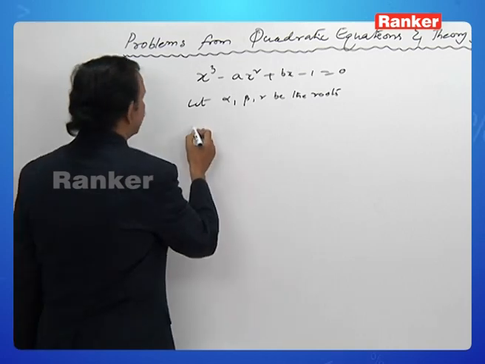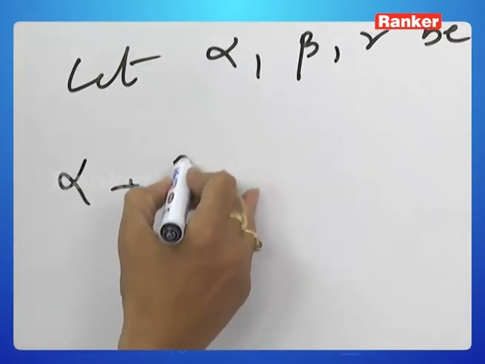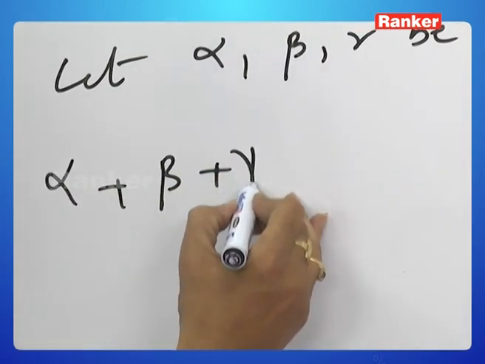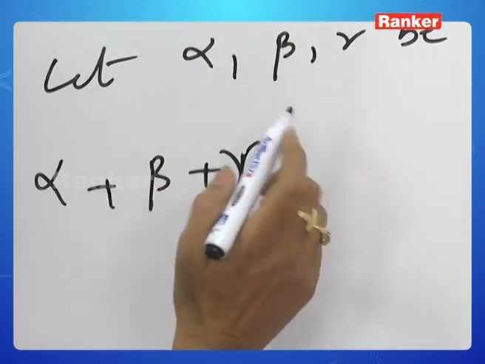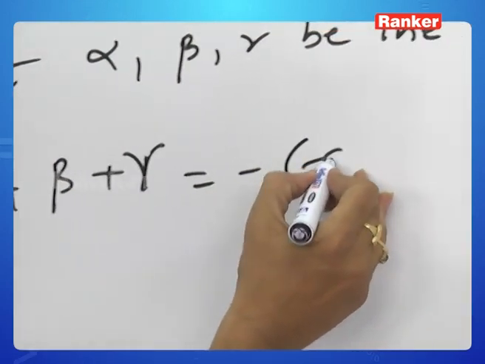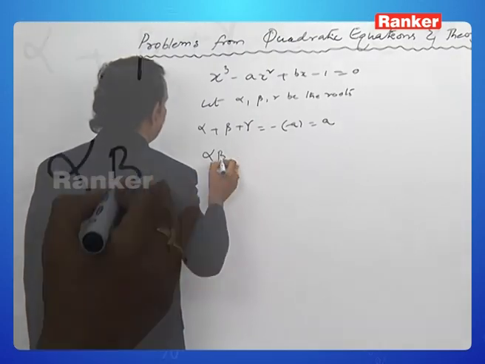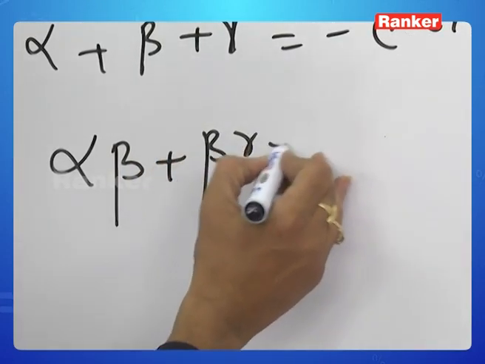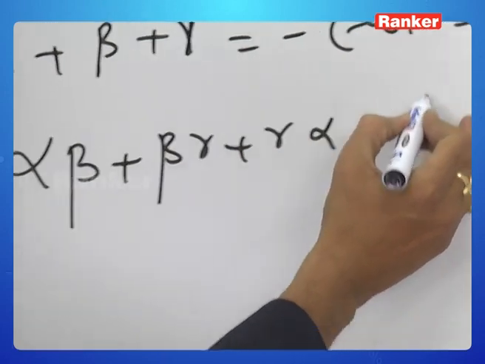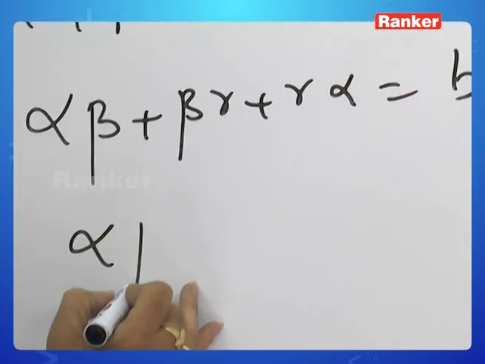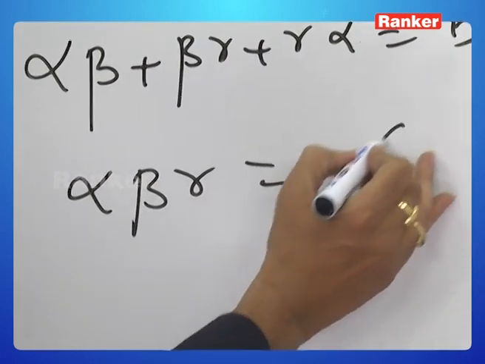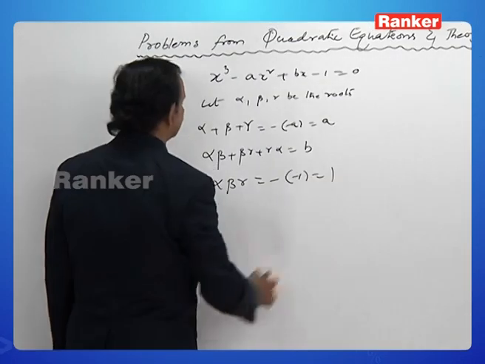From this, what can you have? Alpha plus beta plus gamma is equal to minus of minus a by 1, that is a. Alpha beta plus beta gamma plus gamma alpha is equal to b. And alpha beta gamma is equal to minus of minus 1, that is 1.